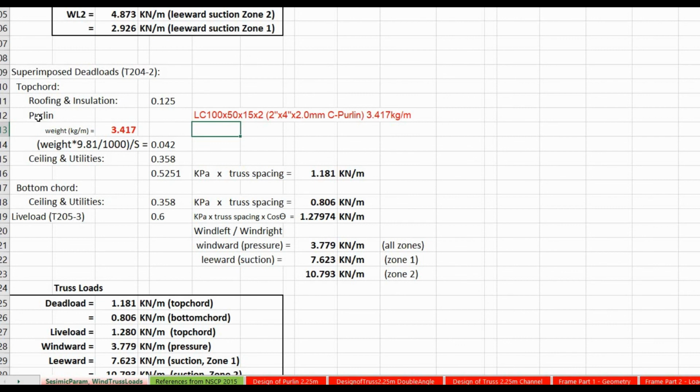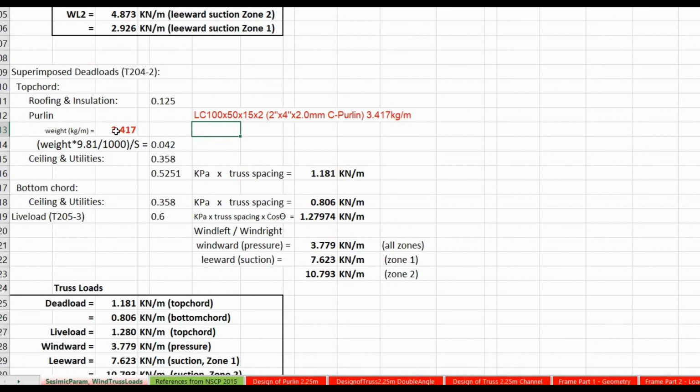Next is yung purlin itself. So, ang based dun sa design na gagawin natin on a later topic, ang ginamit nating purlin ay LC 100 by 50 by 15 by 2. Ito yung pangalan niya sa steel table. Okay? So, or in inches, that is 2 by 4 by 2 mm na C purlins. Ang weight niyan ay 3.417 kg per meter. Okay, so that is in kilogram per meter.